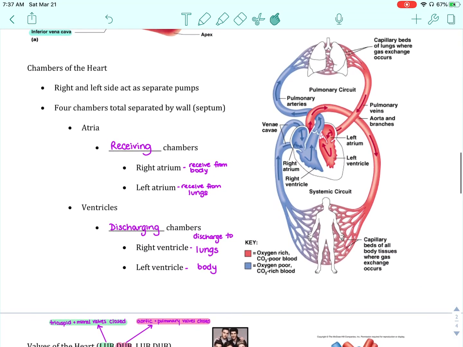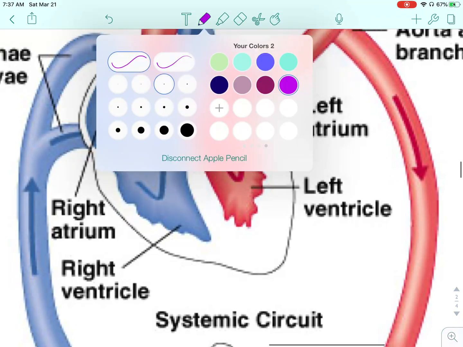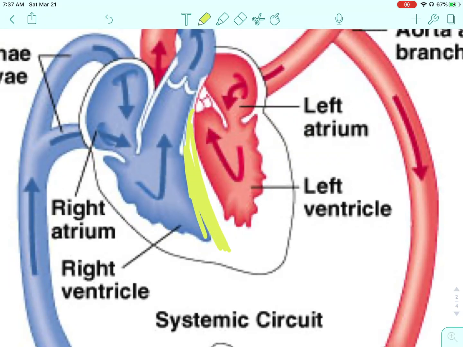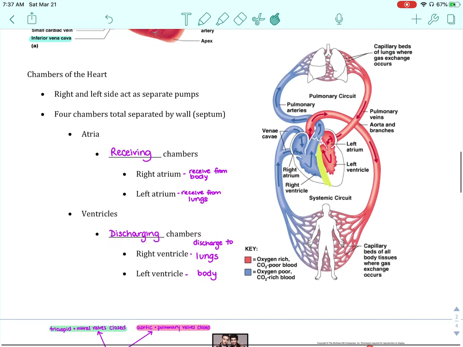Okay, so the left and right chambers, the right and left side of the heart, act as different pumps. And there's 4 chambers, and they're separated by the septum. So I'm going to go ahead and fill in the septum. It's right here. Okay, so that the blood doesn't mix. The oxygen rich and oxygen poor blood doesn't mix.